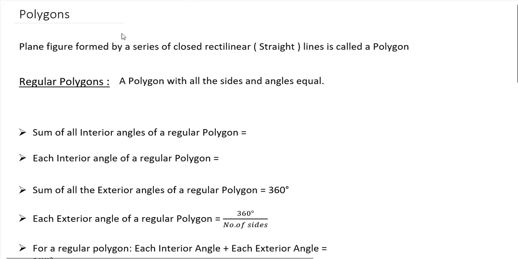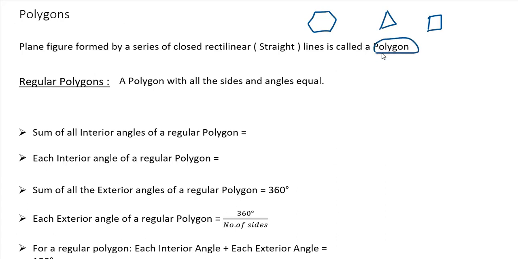Polygon. So what is a polygon? Any plane figure which is formed by a series of closed rectilinear lines is called a polygon. For example, a triangle is a polygon. Then a square or a rectangle is a polygon. A hexagon is a polygon. All these figures are made with the help of straight lines, and these are all closed figures, so these can be classified under polygon. Poly means many and gon means angle, so there are many angles in the figure.